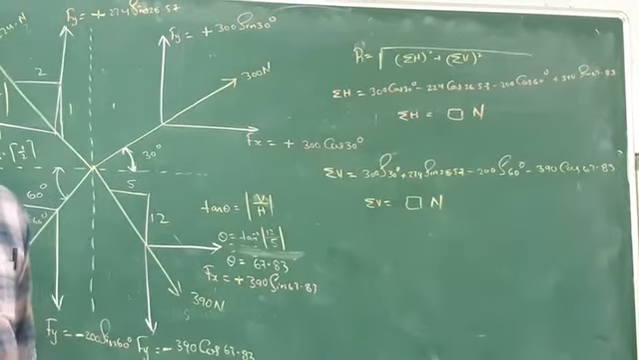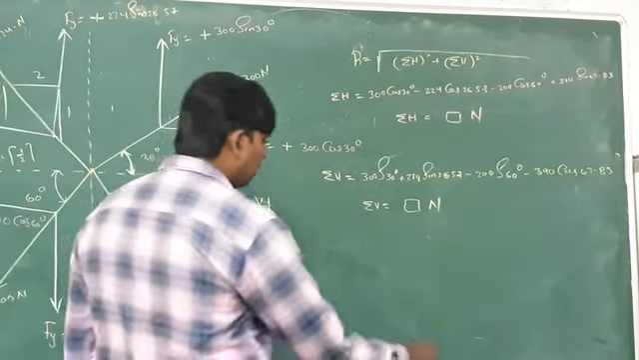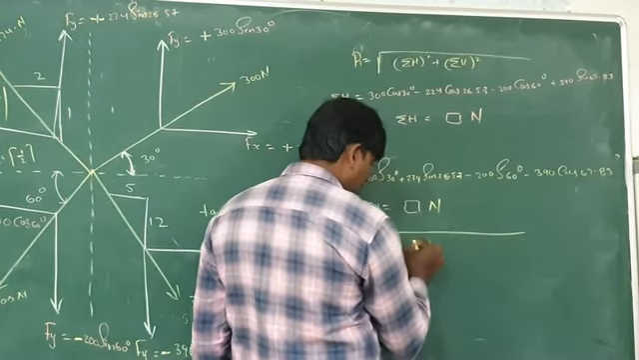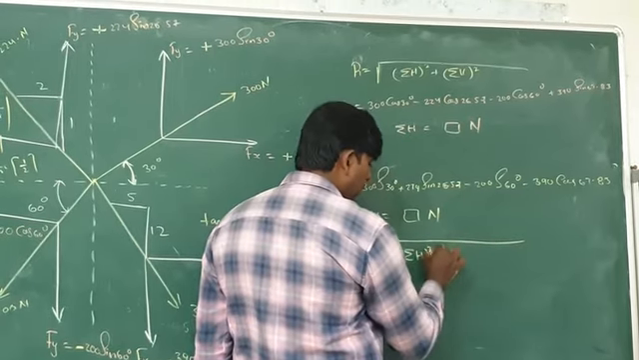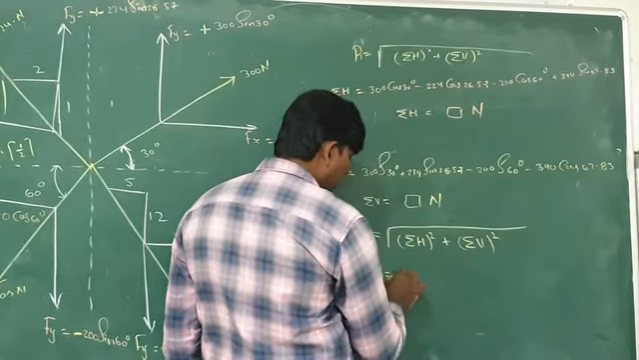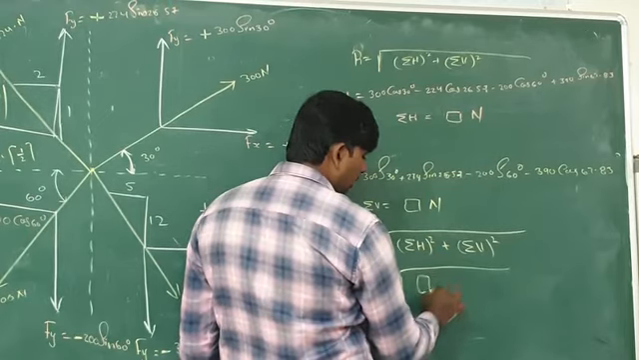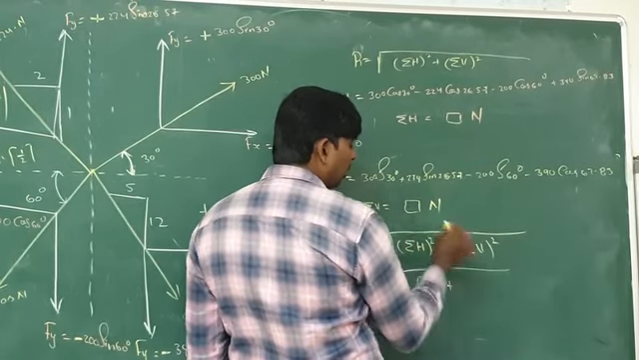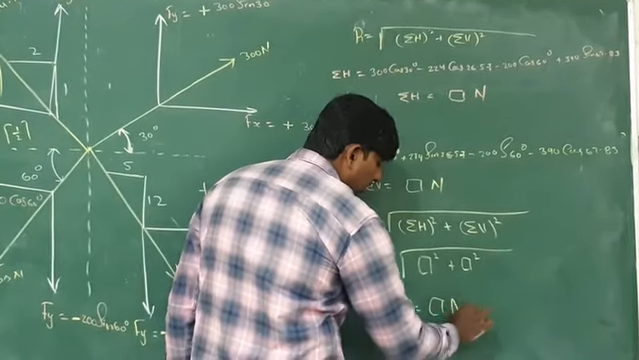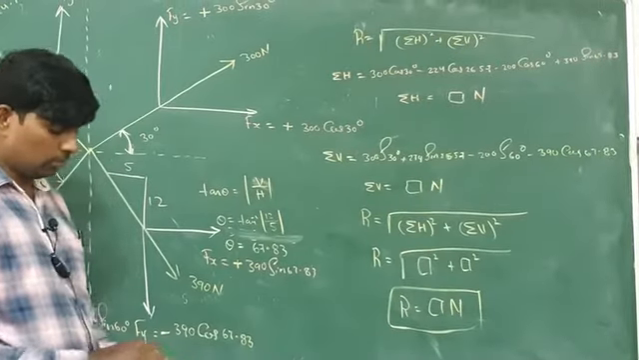First you get the sum of horizontal forces, then the sum of vertical forces. After that you have to substitute in the resultant. R is equal to under root of (sum of horizontal forces)^2 plus (sum of vertical forces)^2. Substitute the sum of horizontal and sum of vertical here, and from this you will get the final answer. The answer should be in Newton.